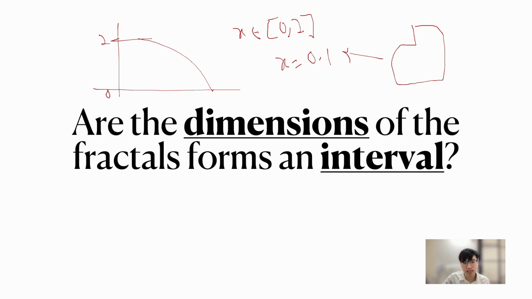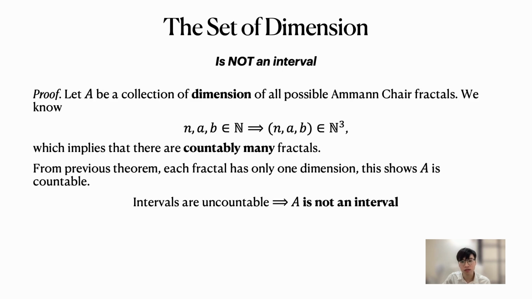But it's not the case at the end. We are hoping to have an interval, but it's not. This is by some knowledge in general topology. So we know that an interval is uncountable. And we know the set of the dimensions, right? We are formed by NAB. So we're doing all the NAB, all the stuff, NAB, Armand-Chair fractal, substitution and stuff. So all the dimensions are coming from this NAB.